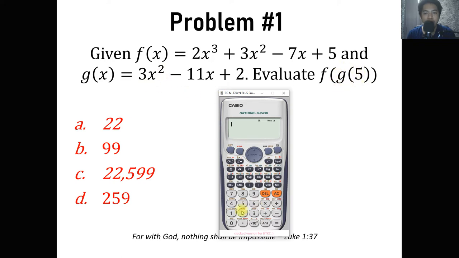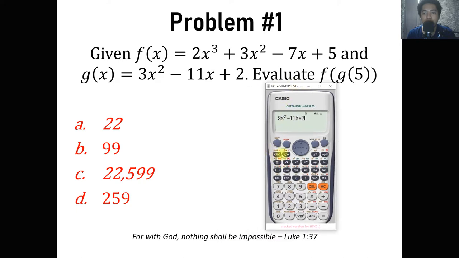Okay? So, by entering the g of x here in our calculator, plus 2, we're going to press calc, okay, to evaluate at a value of 5. And then the calculator will ask what value of x we are going to input. So, let's just enter 5. Then the equal sign. So this is 22.